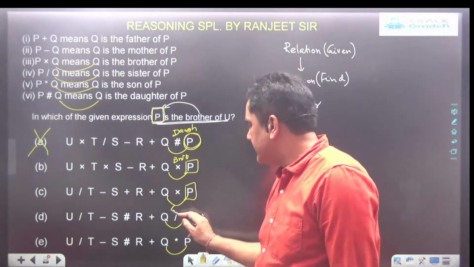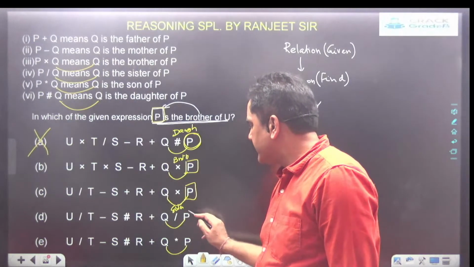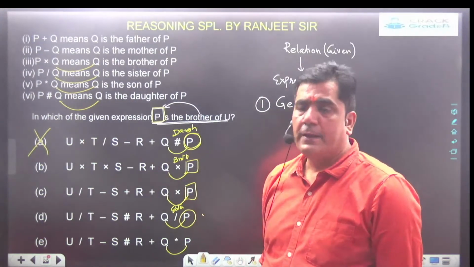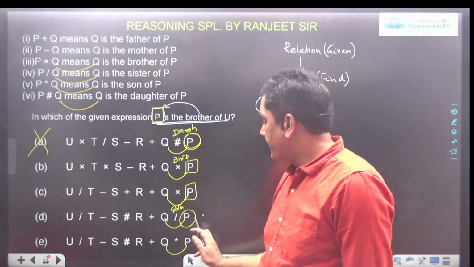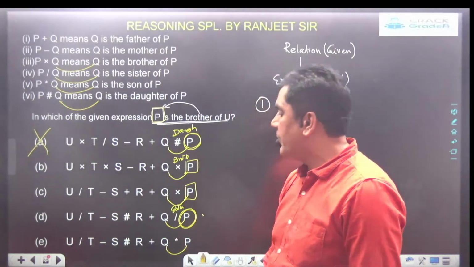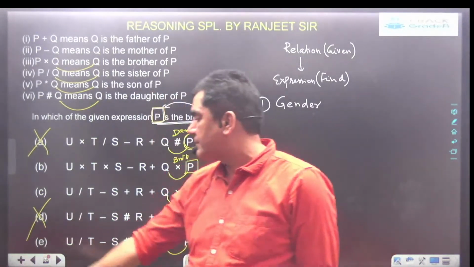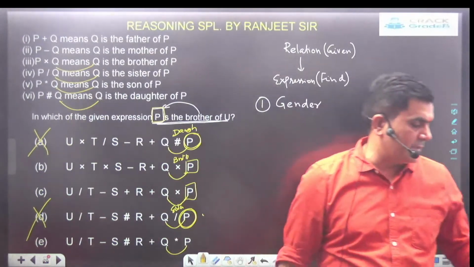Now here I will say this stands for sister. So I will say P is the sister of Q. So P is the sister means P must be female. So this can't be the answer.